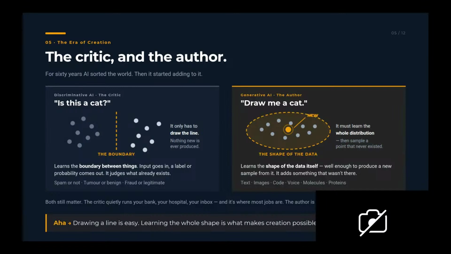Okay, so both of these methods still matter. The critic quietly runs your bank, your hospital, even your inbox, and it is where most jobs are. So the author is what changed the conversation. It brings in something virtually new by you asking the question. It generates something instantly new. The critic is just working with what you already have. I'll move on to the next slide.